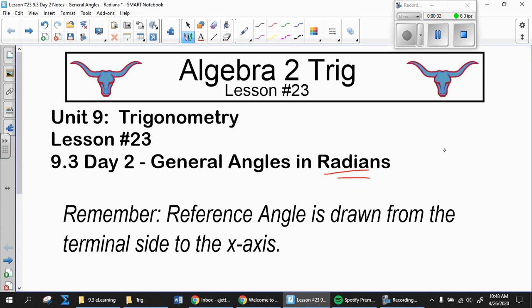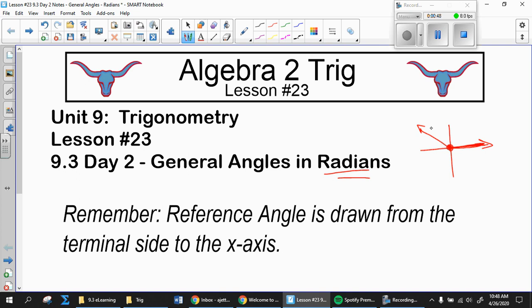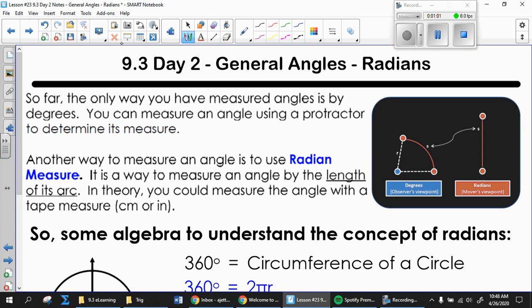So remember, when we're talking about angles on a coordinate plane in standard position, let's just say this is my angle that I have here. Remember, a reference angle is drawn from the terminal side to the x-axis. So when we're talking about reference angles, it's always from this stopping point, this terminal side, to my x-axis right here. If this is my angle, this is my reference angle right here. Remember that today when we're talking about radians.